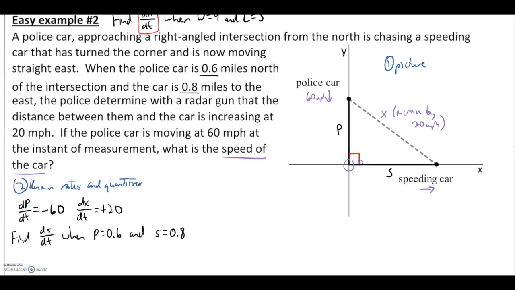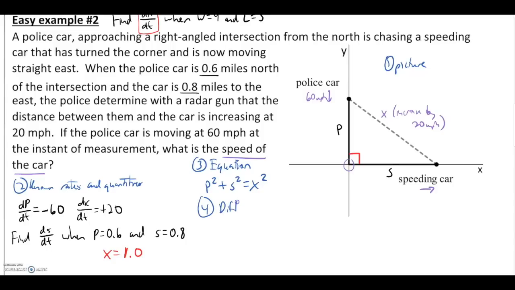Also note that this is a right triangle. So if we have a 0.6 and a 0.8, we also know by the Pythagorean theorem, or noticing this Pythagorean triple, that the actual distance between the police car and the speeding car will be 1. So let's get an equation to relate all of our variables. And in this case, I've already mentioned it once, the equation to link them is going to be the Pythagorean theorem. p squared plus s squared has to equal x squared.